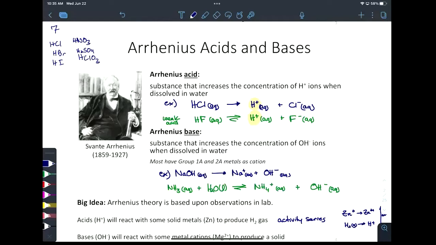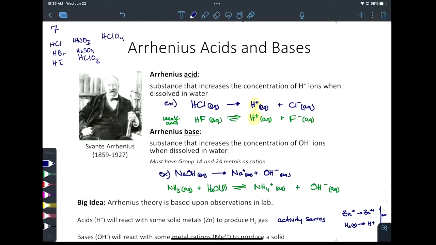HClO3, so chloric acid, and HClO4, perchloric acid, are both strong acids. All right, those are our 7 strong acids. Those are in the textbook. What's nice is if you know the 7 strong, that means all other acids are weak. And that's how I know HF is a weak acid.